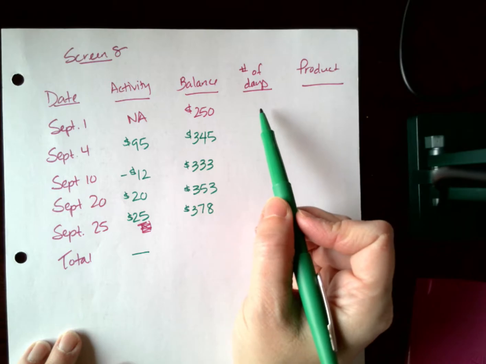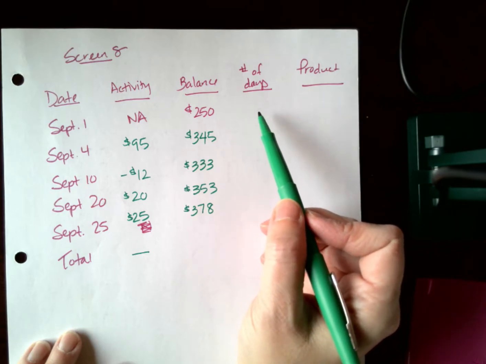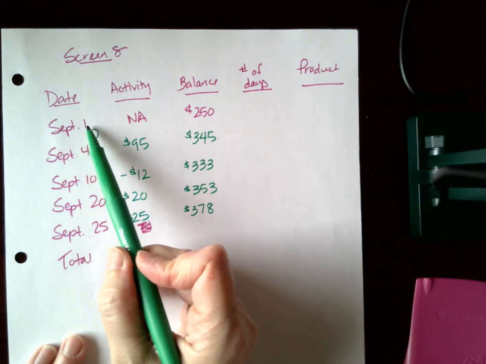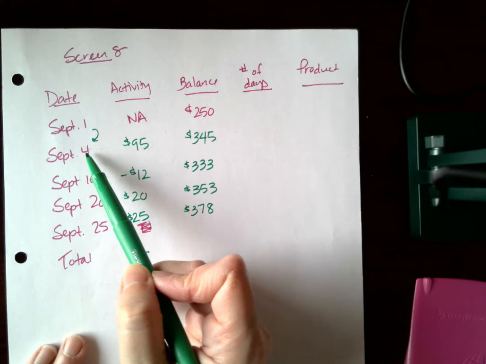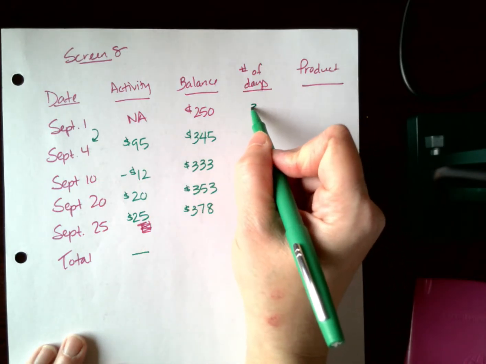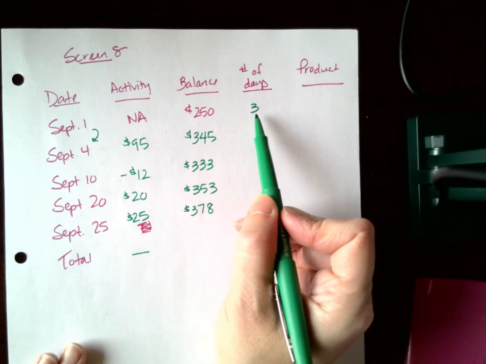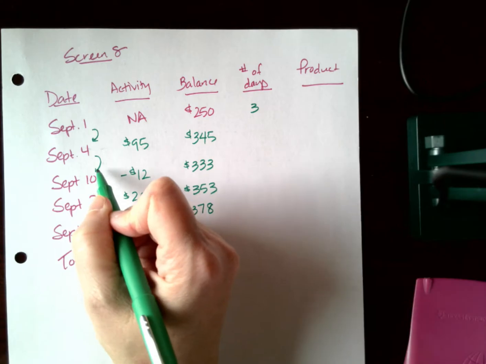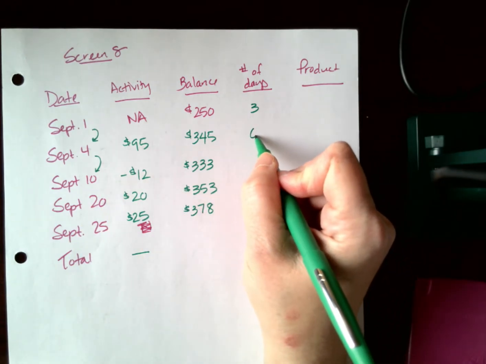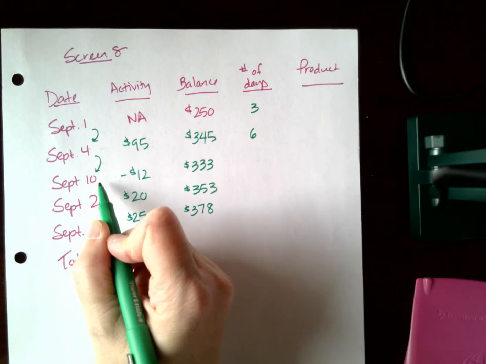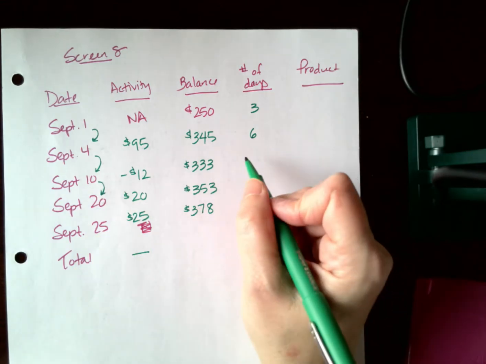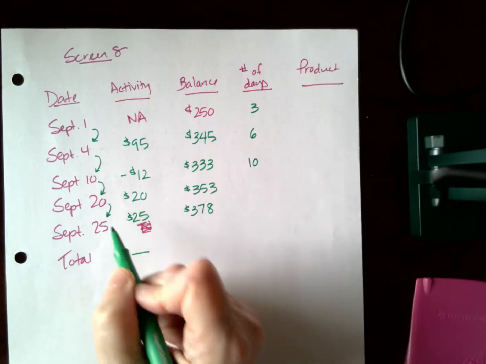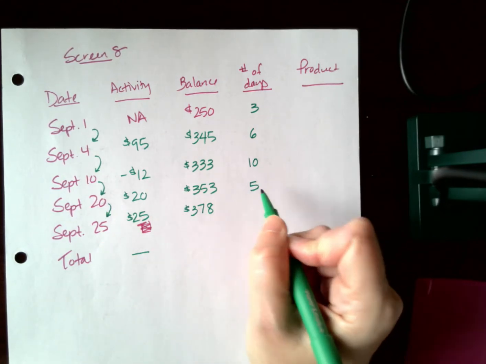We need to know the number of days that each balance sits there, and that's like looking at the gaps between these dates. So from September 1st up to September 4th is 3 days going by. You can think of it as 4 minus 1 for 3 days going by. It changes on the 4th, so the 4th up to the 10th is 6 days. Changes on the 20th, so the 10th up to the 20th would be 10 days. The 20th up to the 25th is 5 days.